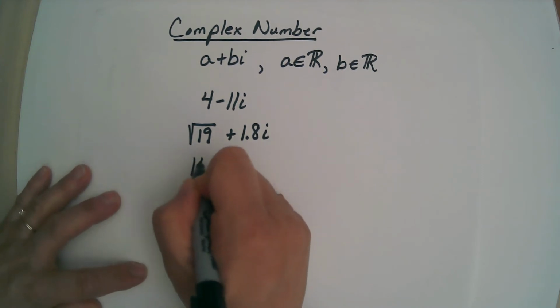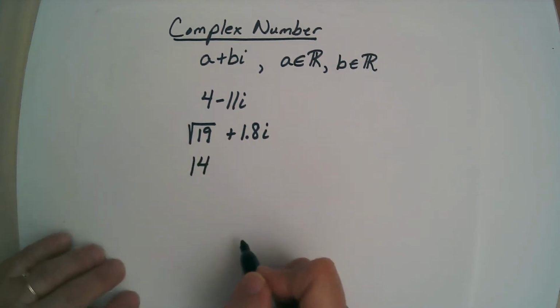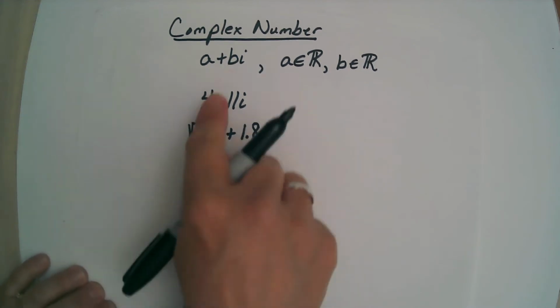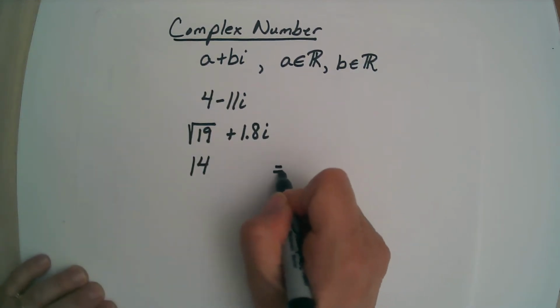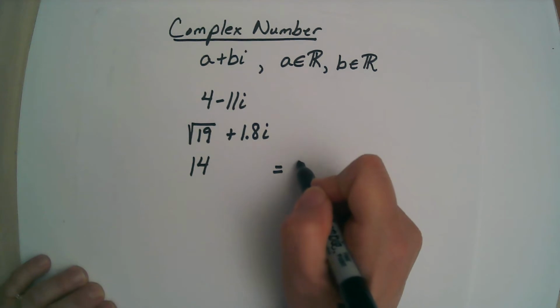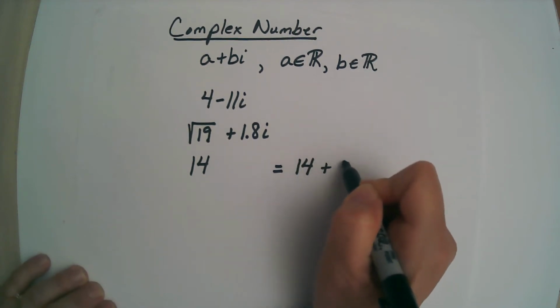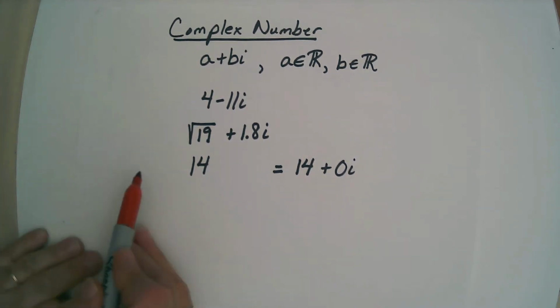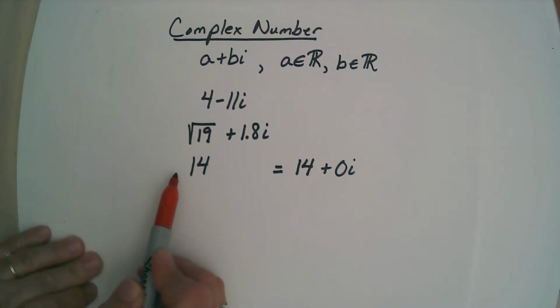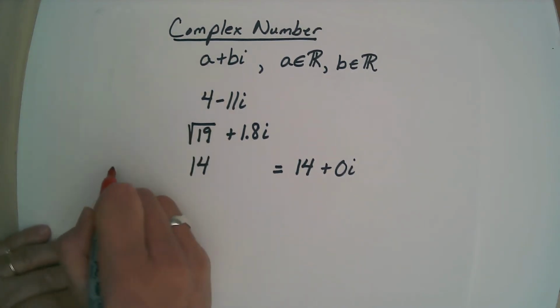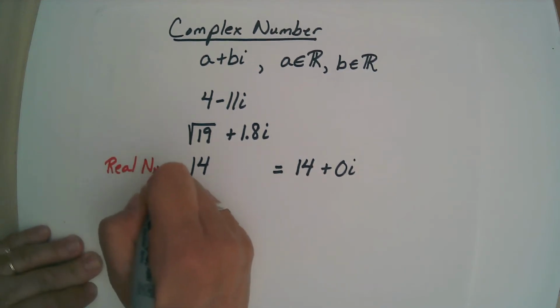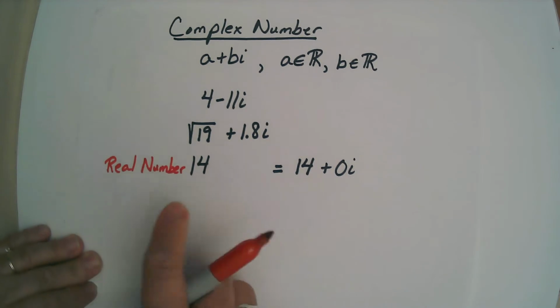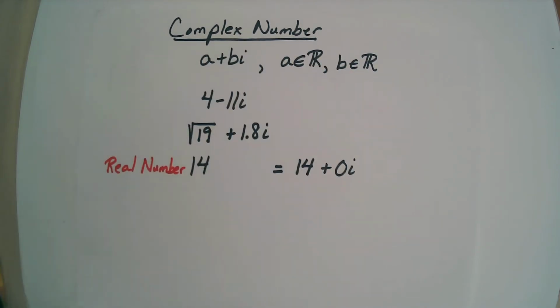Even 14 is a complex number, because although it doesn't look like this now, the only requirement is that it could be written that way. And of course it could be written as 14 plus 0i. And if you're thinking, well, 14 is a real number, that's right. The set of real numbers is a subset of the set of complex numbers. So let's just write that, to remind you that any real number is also a complex number.